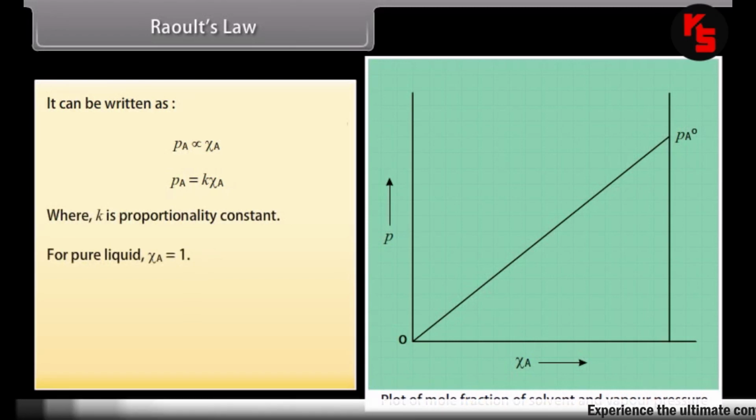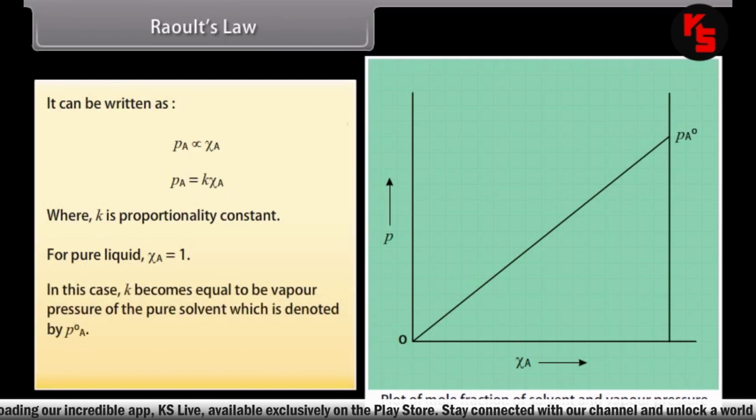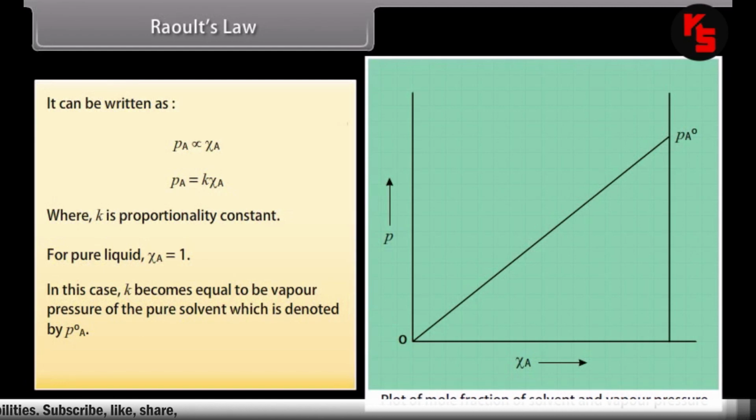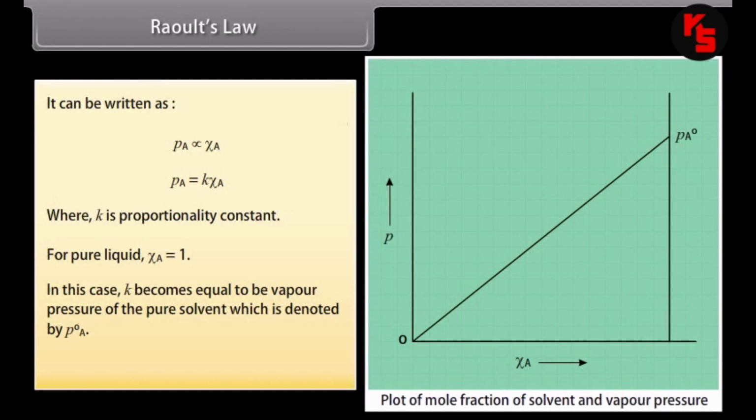For pure liquid, XA is equal to 1. In this case, K becomes equal to vapor pressure of the pure solvent, which is denoted by PA⁰. Thus, PA = PA⁰ × XA. For solutions obeying Raoult's law at all concentrations, its vapor pressure would vary linearly from 0 to the vapor pressure of pure solvent.